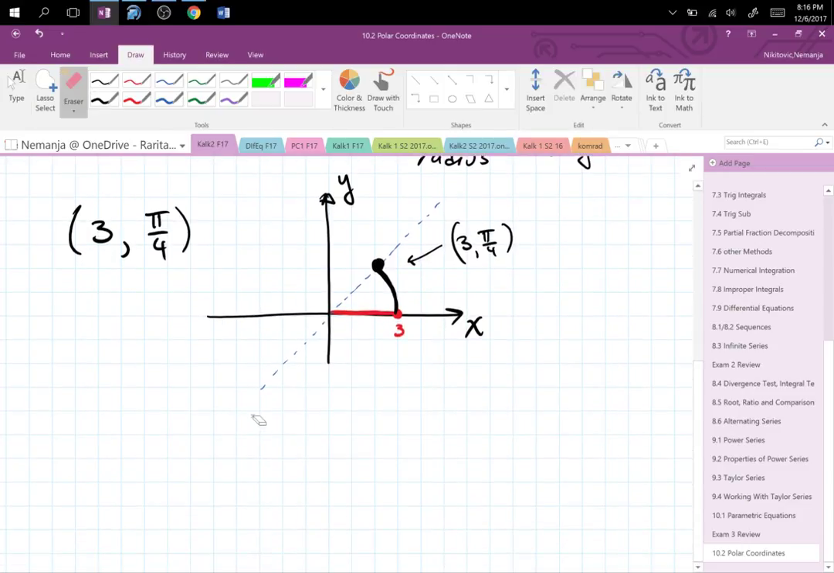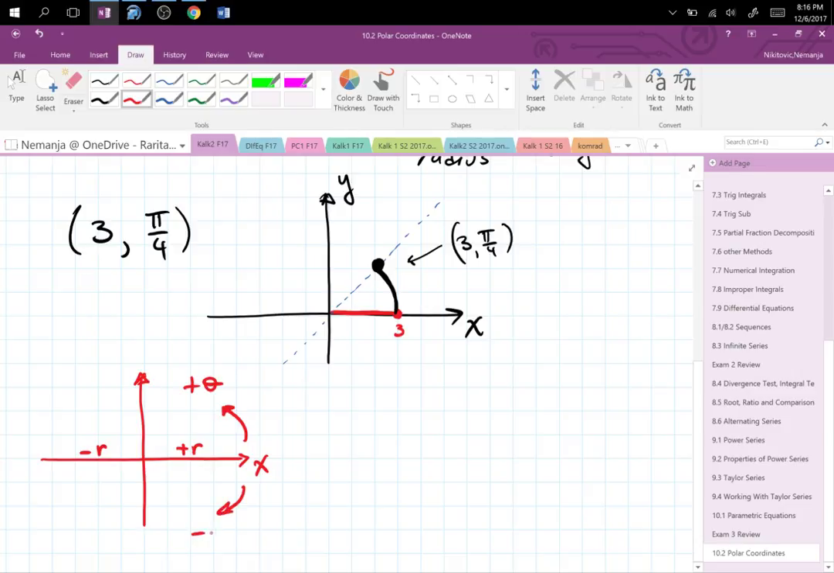Now, to graph other combinations, right? I like to draw, let me draw this red as a guide to you. So, you have the x-axis. This is your positive r. This is your negative r. These are your positive thetas. And these are your negative thetas. So this is a guide to graph technically anything.